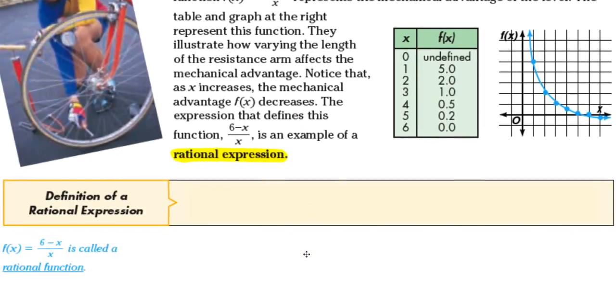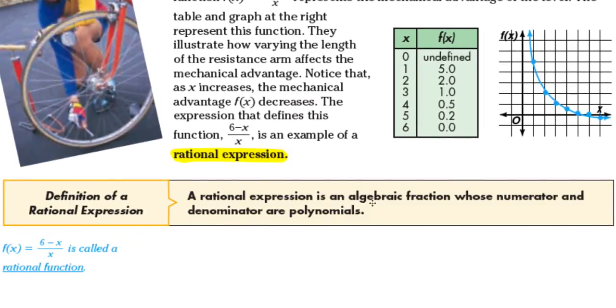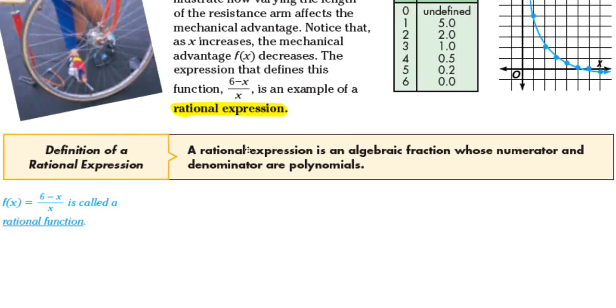So let's define a rational expression. A rational expression is an algebraic fraction whose numerator and denominator are polynomials. In this case, 6 minus x is a polynomial, and x is also a polynomial. Therefore, this is defined as a rational expression. So f of x equals 6 minus x over x is what we call a rational expression.